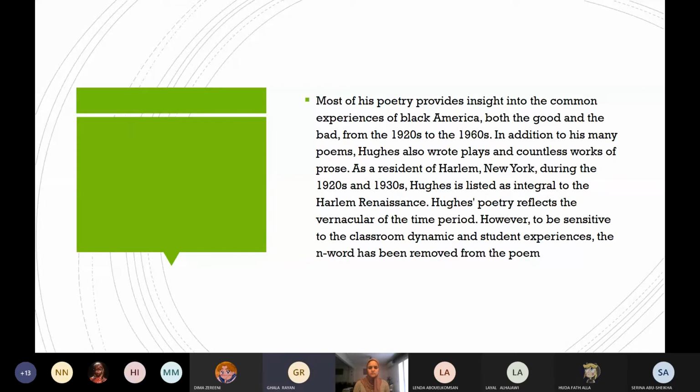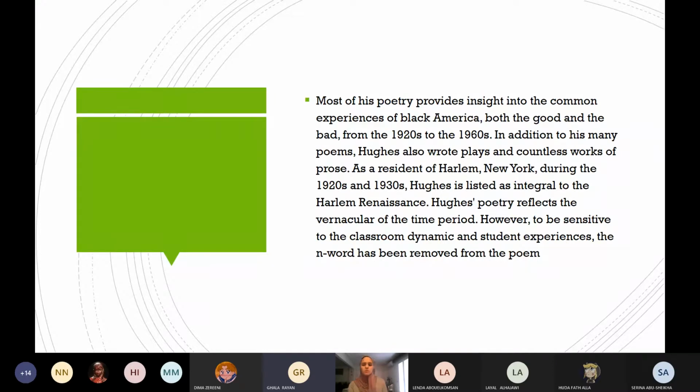Most of his poetry provides insight into the common experiences of Black America, both the good and the bad, from the 1920s to the 1960s. In addition to his many poems, Hughes also wrote plays and countless works of prose. As a resident of Harlem, New York during the 1920s and 1930s, Hughes is listed as integral to the Harlem Renaissance. Hughes' poetry reflects the vernacular of the time period, however, to be sensitive to the classroom dynamic and students' experiences, the N-word has been removed from the poem.